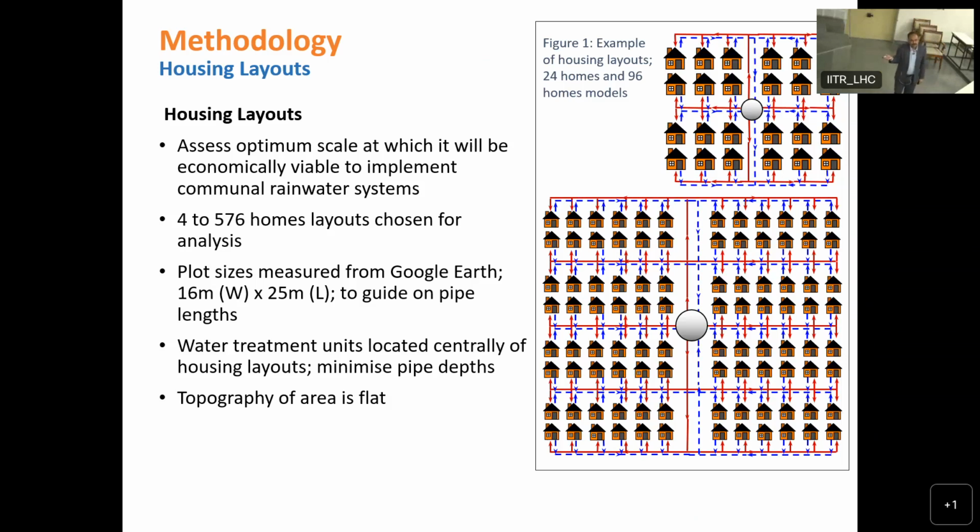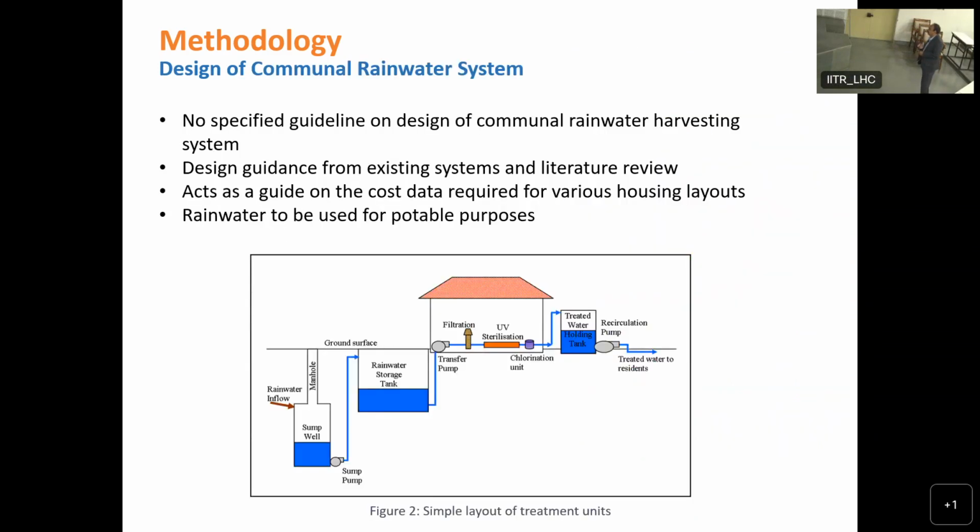We did it up to, I think, 576 homes, starting from 4 homes, because it was easier to start putting the homes. And then we estimated the total cost of the system, and this is another infrastructure which we costed for each and every option.